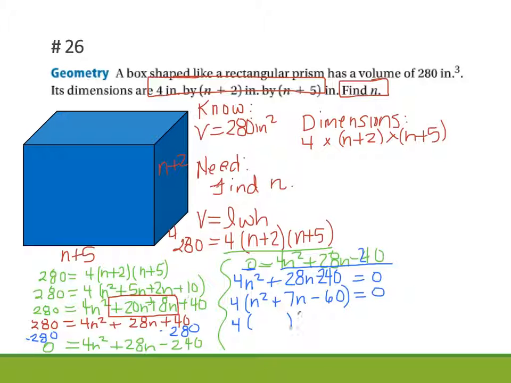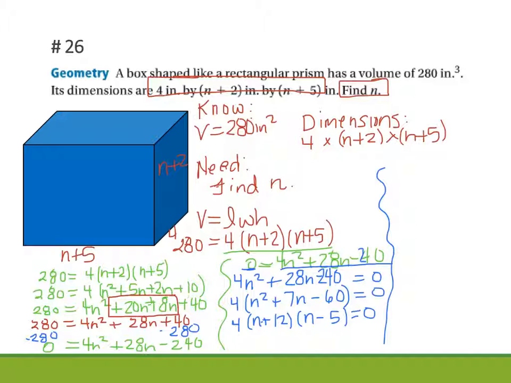Now I'm going to factor this into 2 factors. That's going to give me n times n. And then I need 2 numbers that multiply to give me a negative 60, but add to give me 7. Those 2 numbers are 12 and 5. And in order to give me a positive 7, the 12 needs to be positive and the 5 needs to be negative. Okay, so now is where the zero product property comes in.